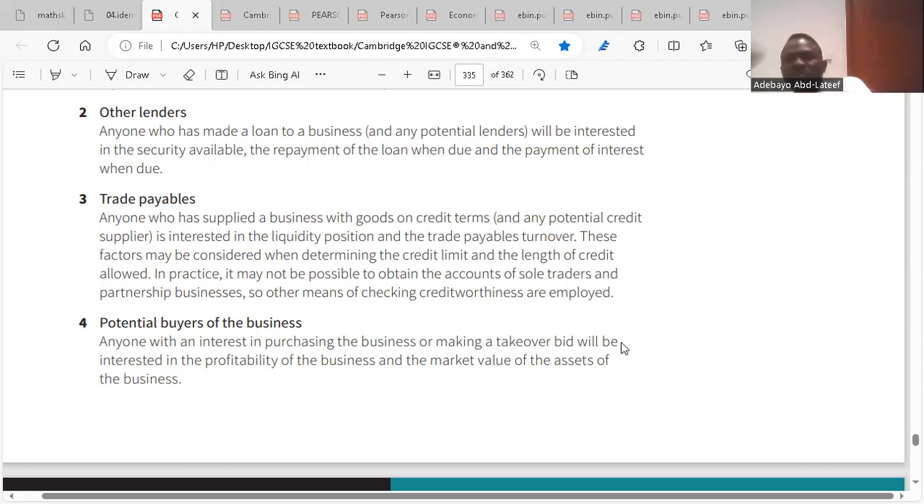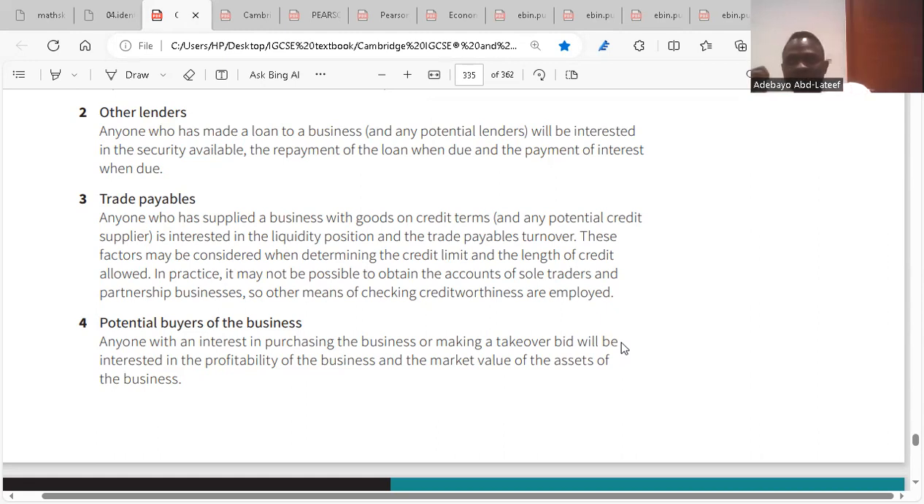For trade payables, they want to be sure that you don't have a lot of credit suppliers, and they want to see your cash flow, because your cash flow will determine if they can give you supplies and you pay when it is due. But for sole traders and partnerships, they might not be able to access it because you don't prepare a financial statement.